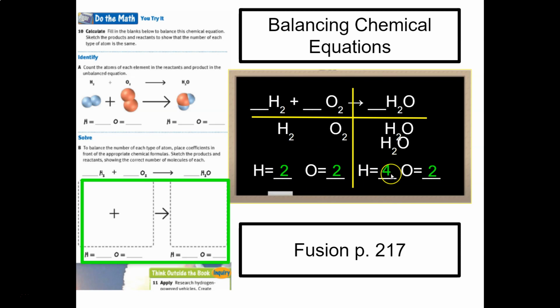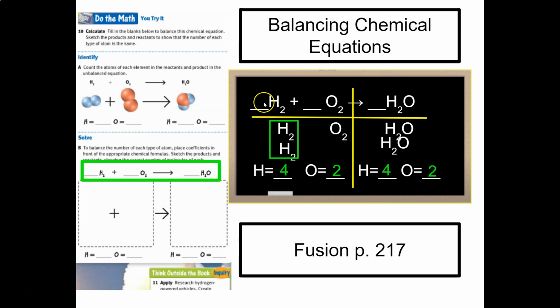If I have 4 hydrogen on this side, only 2 on this side, well, I can add more hydrogen molecules. And when I do that, my numbers change. And I have 4 hydrogens, 2 oxygen on this side, 4 hydrogen, 2 oxygen on this side.